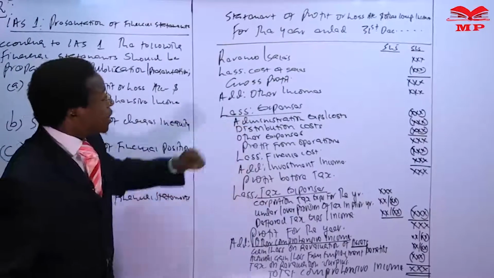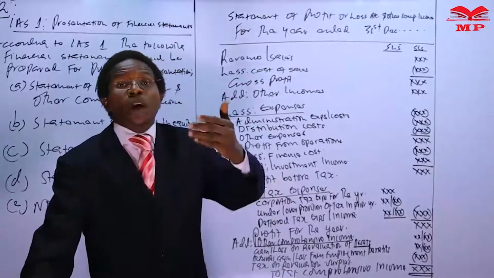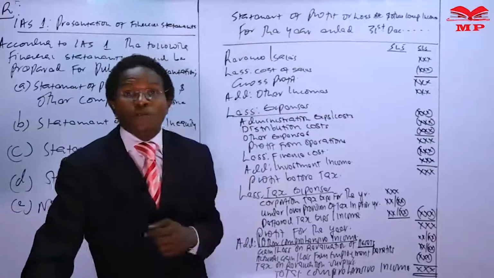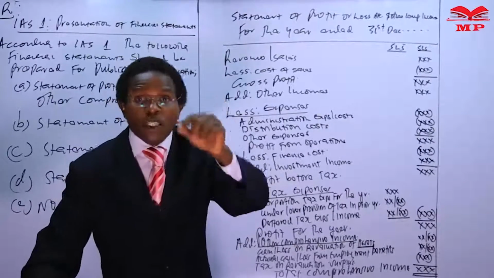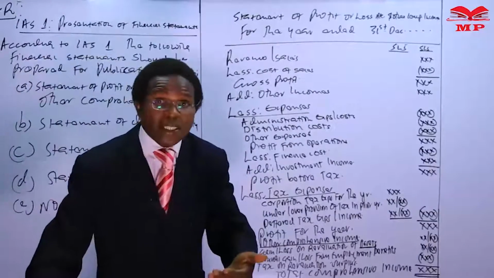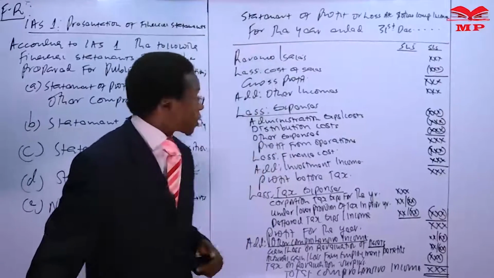The same story with the distribution costs. Other than the selling and distribution expenses, we'll also have depreciation on motor vehicle, depreciation on delivery vans. That will be part of the distribution cost. Then we have the other expenses. Maybe we have sold an asset at a loss. We have also impairment losses. That will be other expenses.